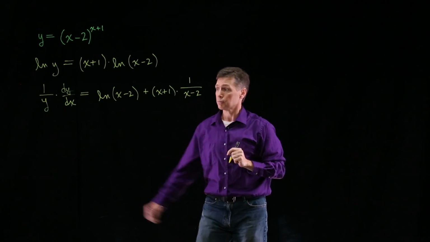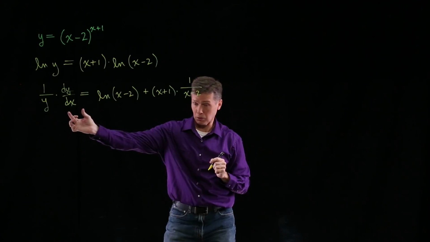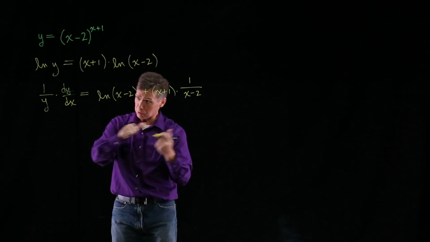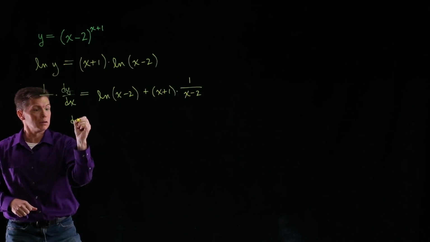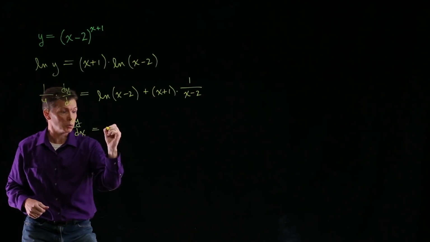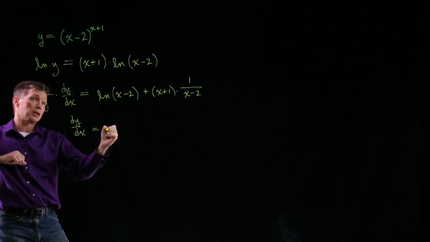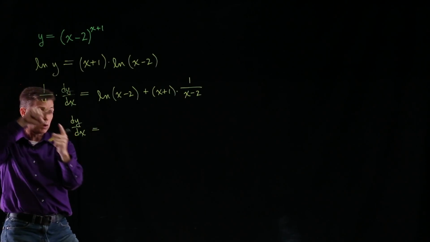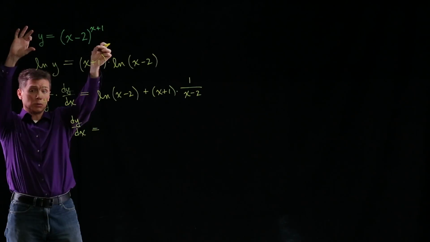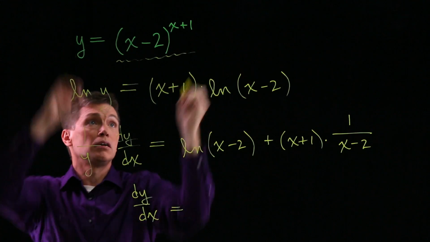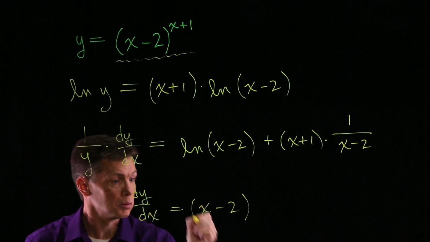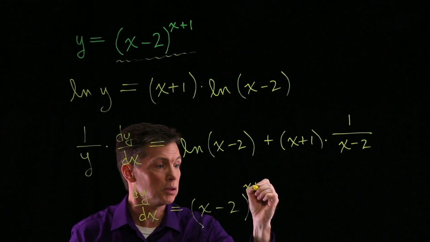Not too much more to do here either, because we're looking to solve for dy/dx. So I'm going to take this 1 over y that's connected by multiplication. Real easy algebra: I'll throw it to the other side. dy/dx equals 1 over y, which just becomes y times. I'm pausing here because if you recognize it's 1 over y and I'm going to multiply by y right here, here's a good time to replace y with what it equals. So it's this entire exponential expression: (x minus 2) in parentheses raised to the x plus 1.